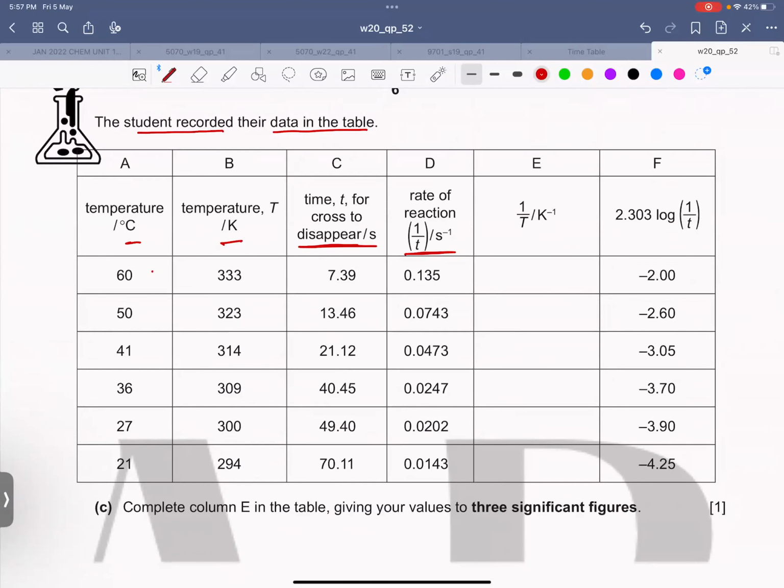So how could we turn this into Kelvin inverse? 1 over T, Kelvin inverse. Sorry, we have to turn this into Kelvin inverse. Here it's Kelvin, and here it's Kelvin inverse. So we have to divide 1 by all of these to get this value. Okay. So can anybody solve and tell me the answer?